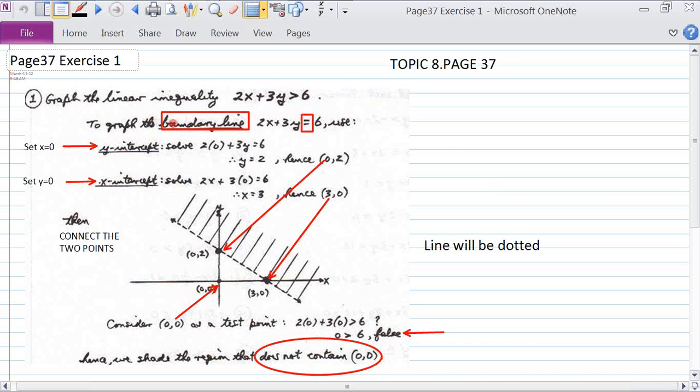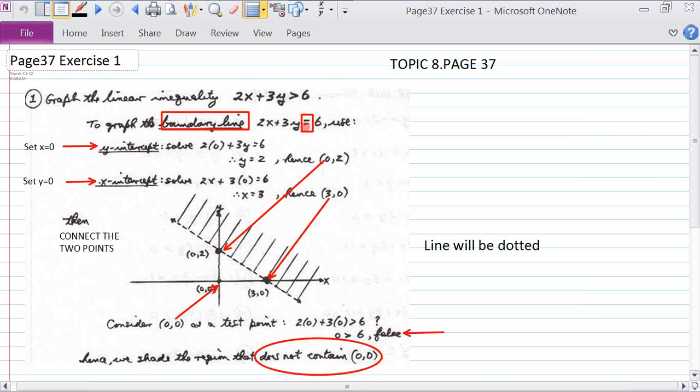So the first thing we have to do is get the boundary line. That is just the line that relates 2x plus 3y equal to 6. We're going to use that because the inequality will be true on one side of the boundary line and not true on the other side. But first we have to establish the line itself before we establish which side of the line we're going to shade on. So we get 2x plus 3y equals 6.